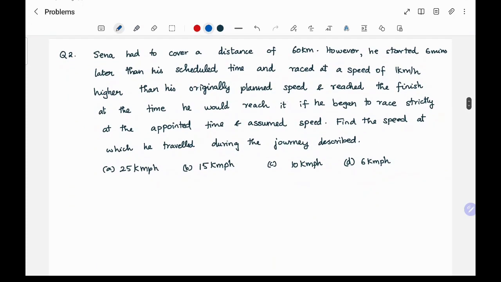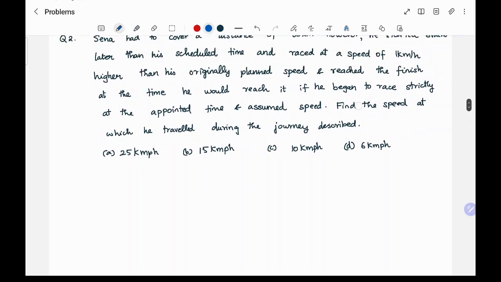Next question. Sena had to cover a distance of 60 km. However, he started 6 minutes later than his scheduled time and raced at a speed of 1 km per hour higher than his original planned speed, and reached the finish at the time he would reach it if he had begun the race strictly at the appointed time and assumed original speed. Find the speed at which he traveled during the journey described.